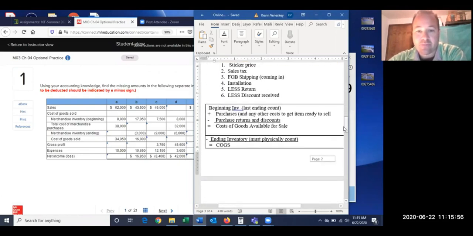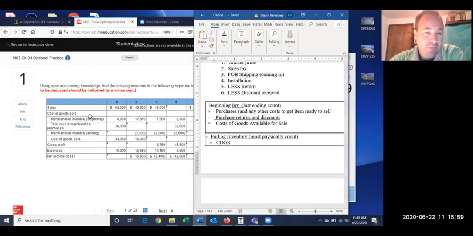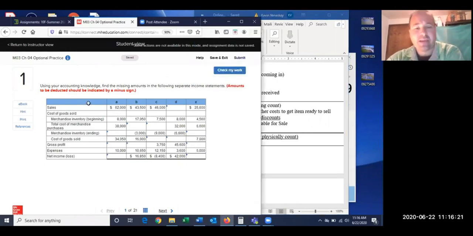Okay, so let's go back up here. Remember, we take our beginning. The main thing we're going to be figuring out for a lot of these is somewhere in this category here, figuring out cost of goods sold. So here they give us the sales, and then they tell us what the cost of goods sold is, but they want us to be able to determine what would have been our ending inventory if this would have all been the case. And notice here it tells us if any amounts are to be subtracted, they want us to put it in negative, like they do for all these other ending inventory.